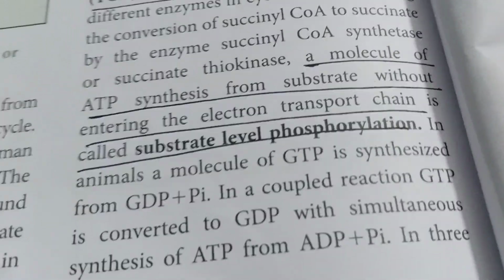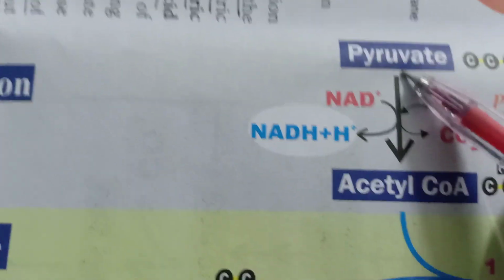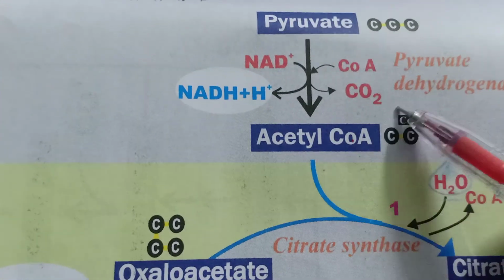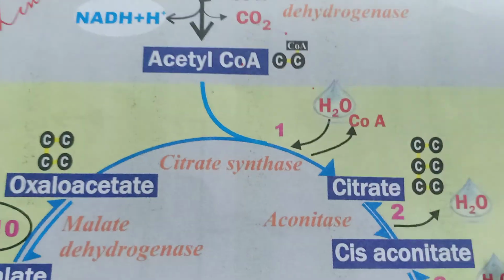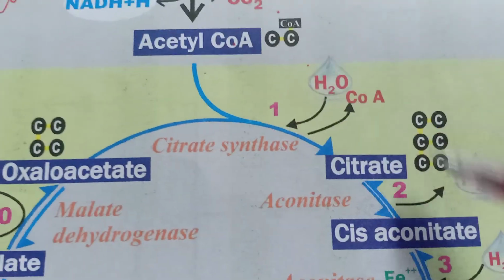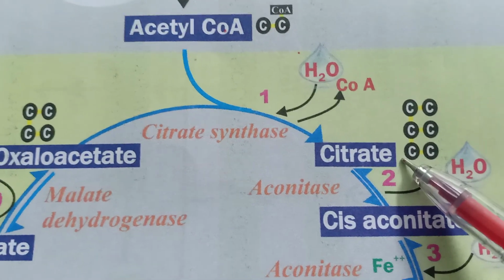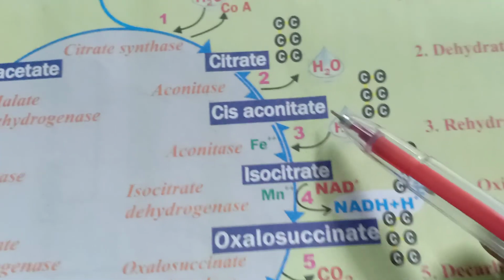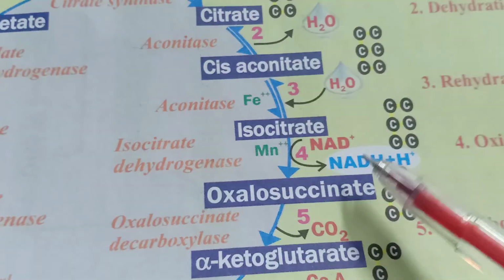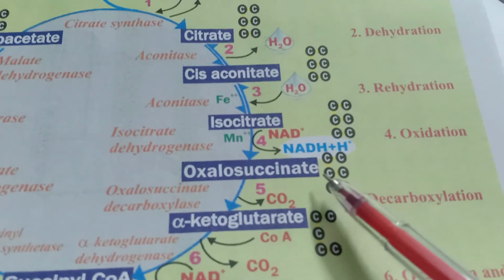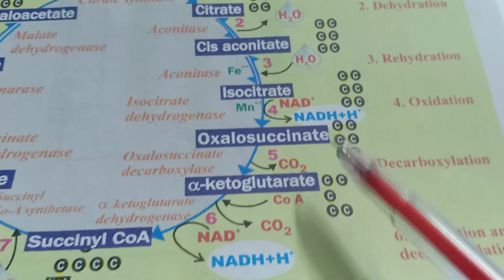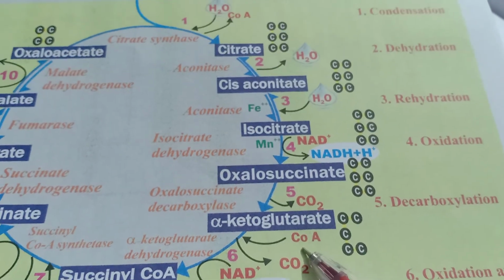So let's move to the reactions. You will find the cycle over here. So the pyruvate is there. The pyruvate is converted to acetyl coenzyme A. This is called the link reaction. The second step: from the link reaction we got acetyl coenzyme A. This acetyl coenzyme A enters into another reaction. Acetyl coenzyme A is converted to citrate. Citrate is converted to cis-aconitate. Cis-aconitate into isocitrate. Isocitrate into oxalosuccinate. Oxalosuccinate into alpha ketoglutarate.